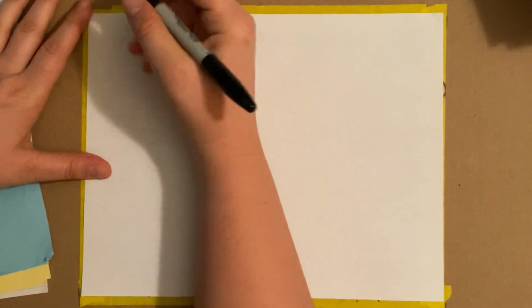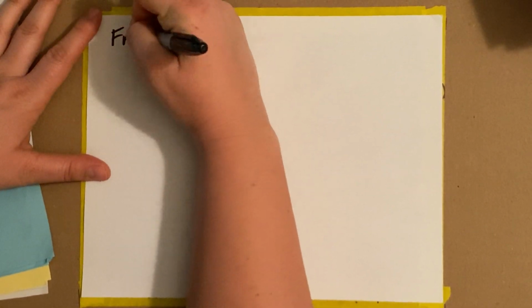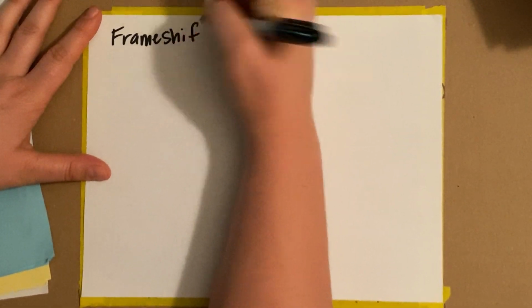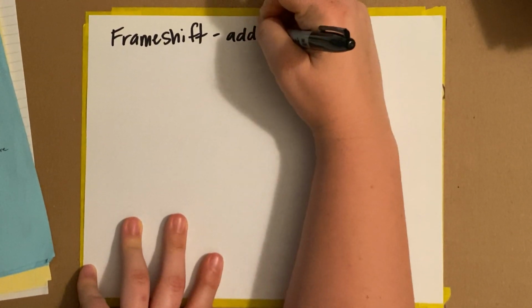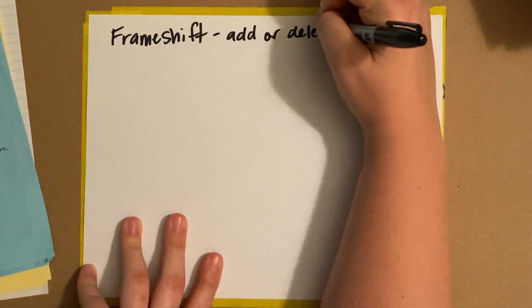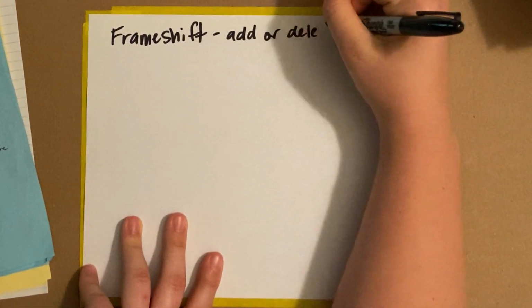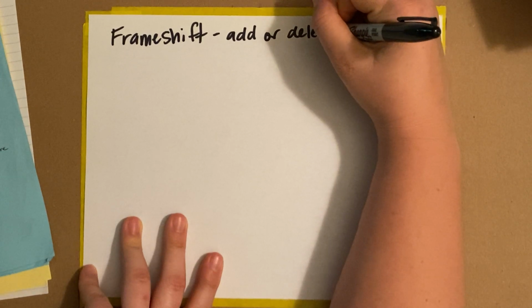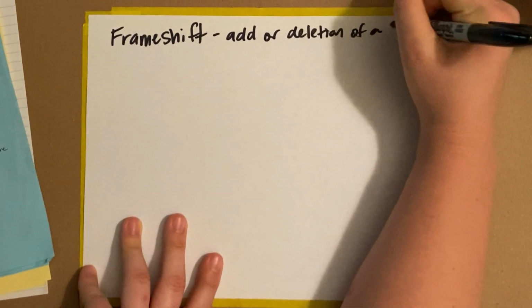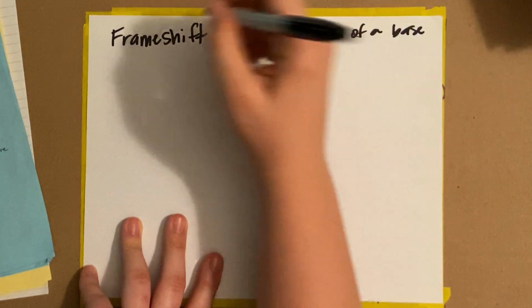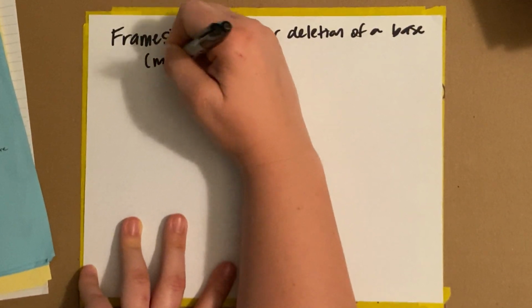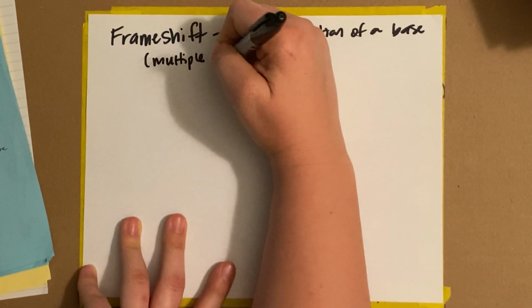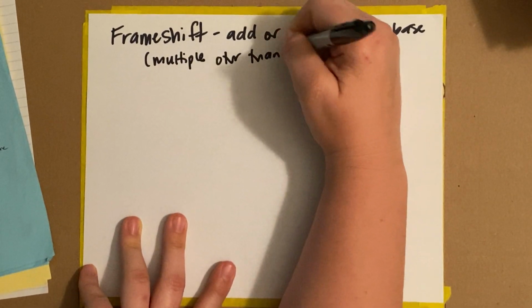Another type of mutation is something called a frame shift, and these ones are bad. Okay, and these happen when you have an addition or deletion of a base. Okay, and it has to be in some kind of multiple other than 3. Okay, and I'll explain what that means.